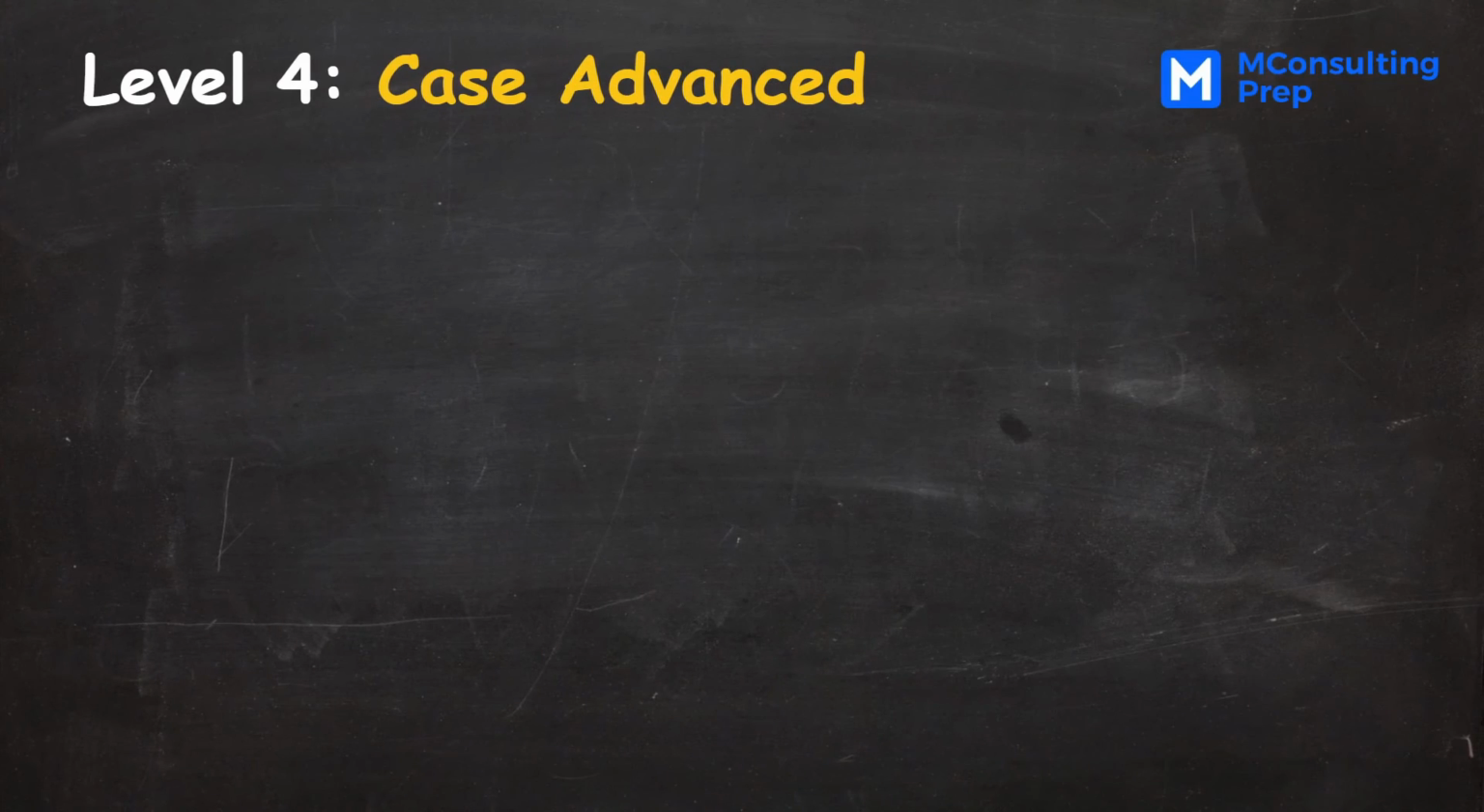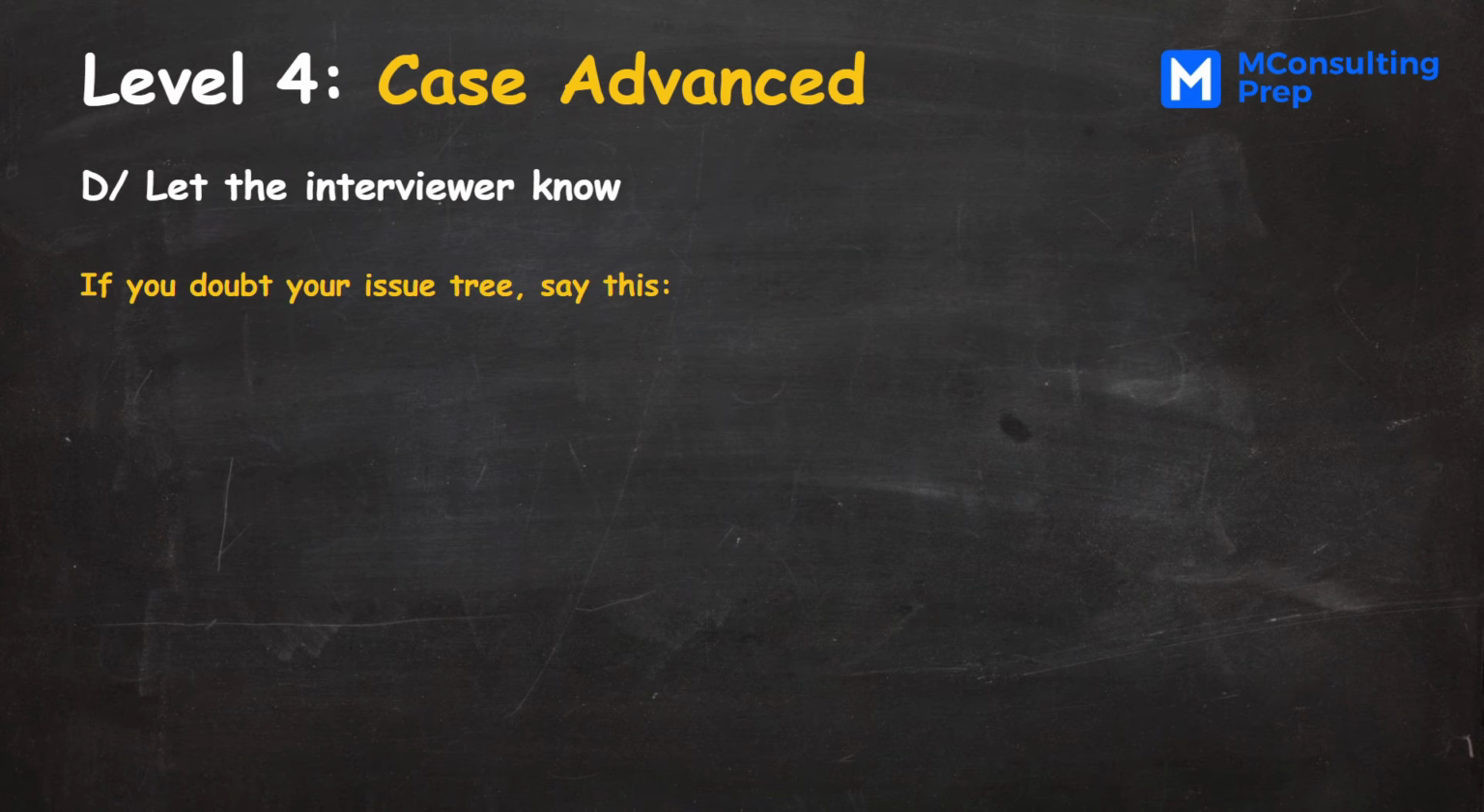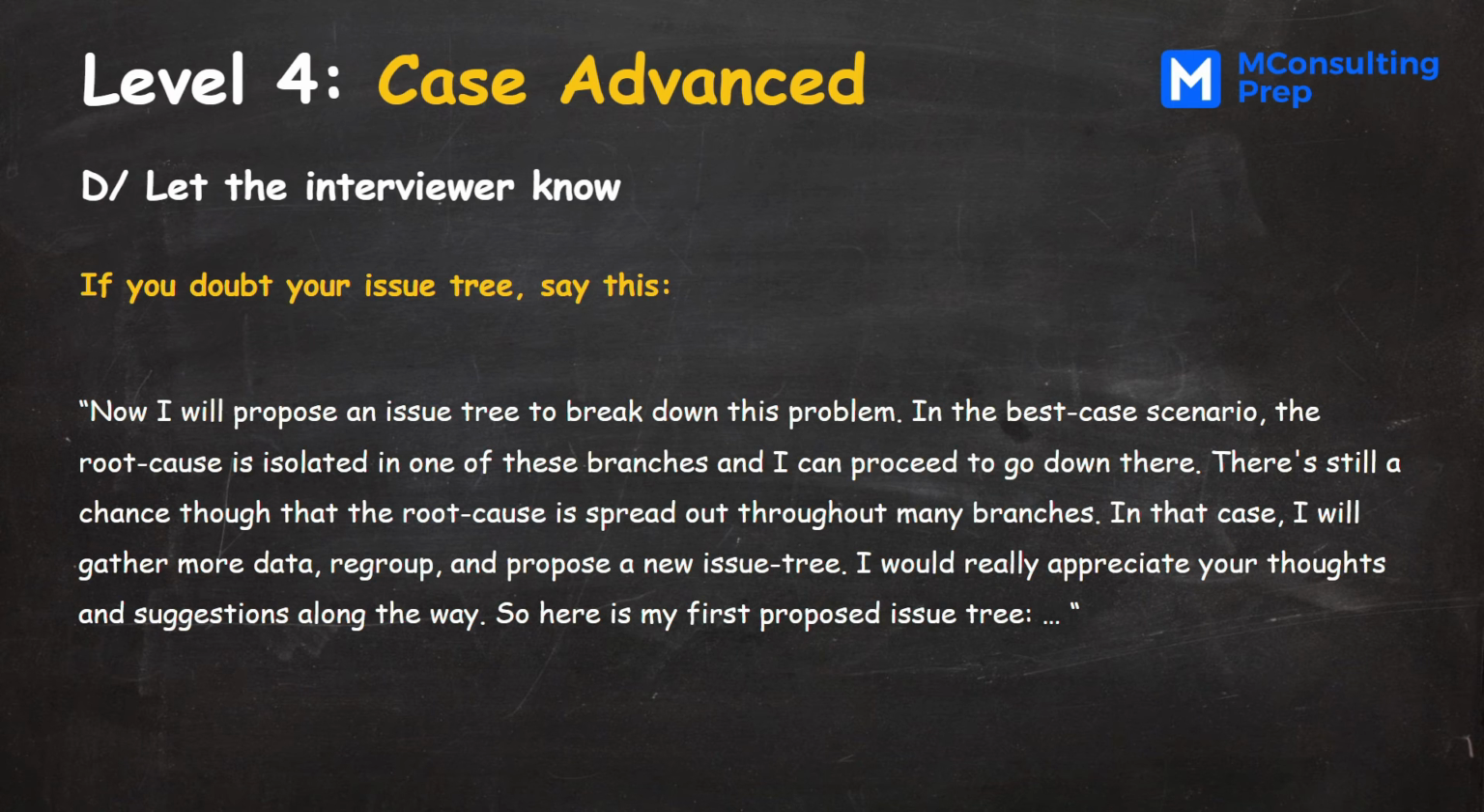D. The fourth tip to avoid drawing issue trees that don't isolate root causes is let the interviewer know that you are fully aware of this. Whenever you doubt your issue tree, say something like, "Now I will propose an issue tree to break down this problem. In the best case scenario, the root cause is isolated in one of these branches, and I can proceed to go down there. There's still a chance, though, that the root cause is spread out throughout many branches. In that case, I will gather more data, regroup, and propose a new issue tree. I would really appreciate your thoughts and suggestions along the way. So here is my first proposed issue tree."